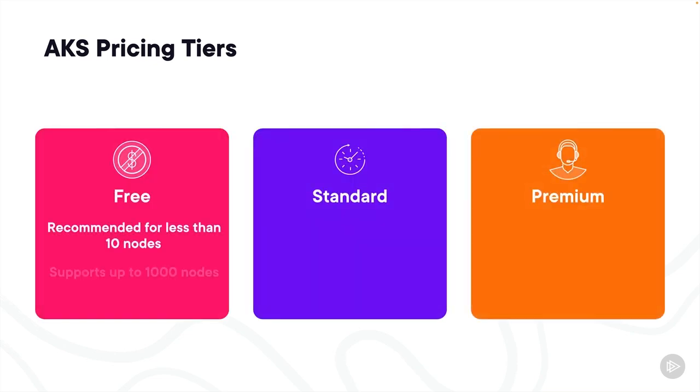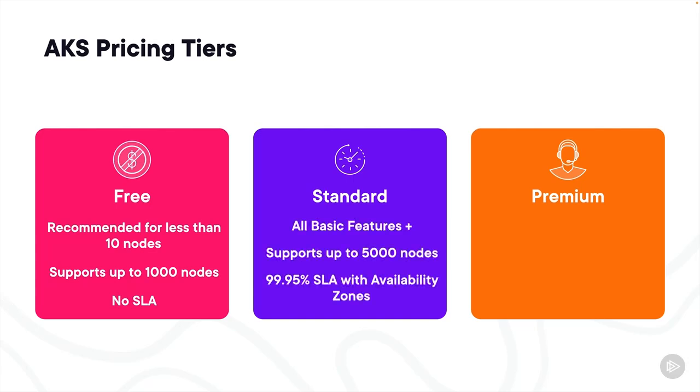AKS provides three pricing tiers: free, standard, and premium. With the free tier, you don't pay for the control plane, you only pay for your compute resources like your nodes, and it's suitable for dev test clusters with fewer than 10 nodes, but it can run up to 1,000 nodes, but no SLA is provided. Standard, on the other hand, supports 5,000 nodes and offers a 99.95 uptime SLA when using availability zones. It also includes all of the features of the free tier, whereas Premium includes all of the standard tier features plus long-term support for 2 years on a single Kubernetes version.